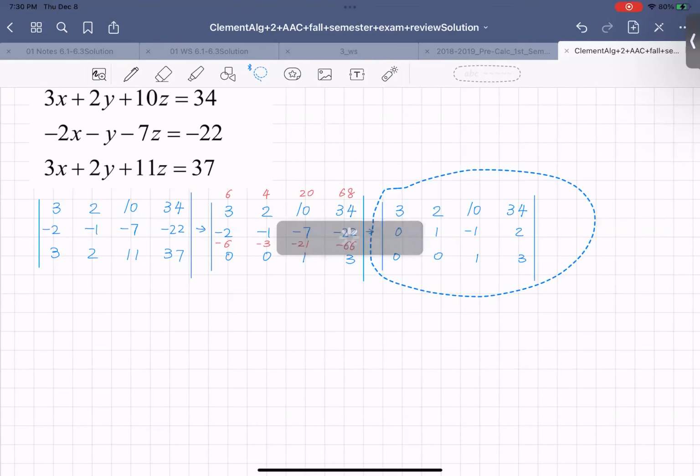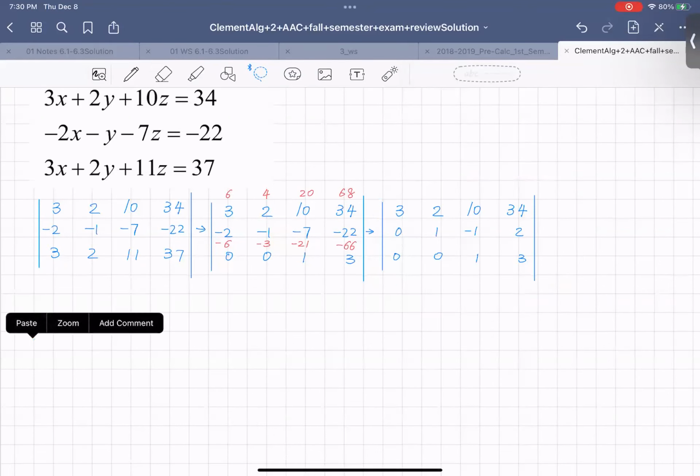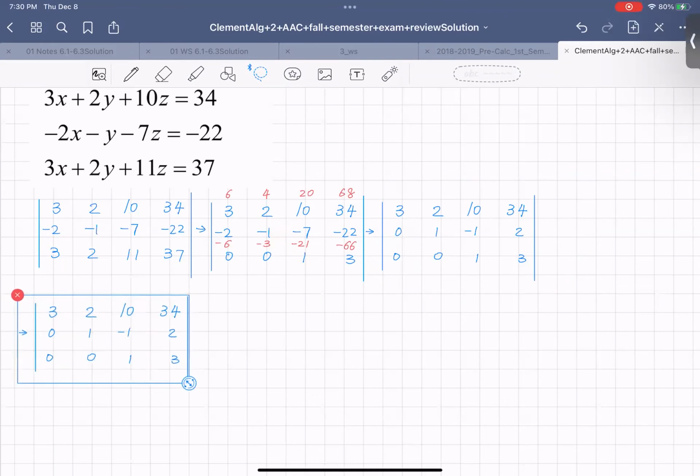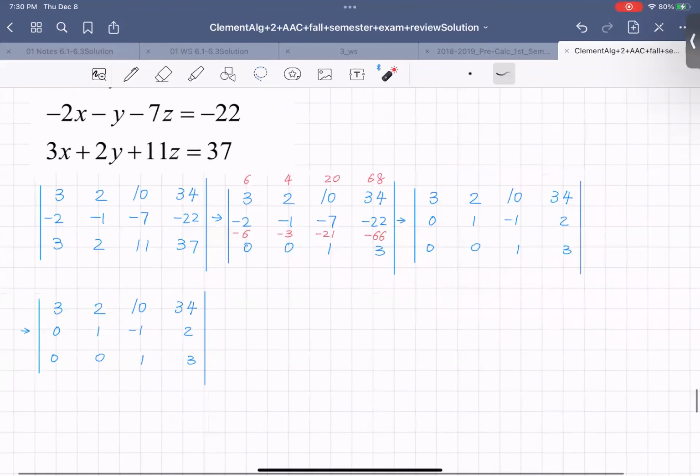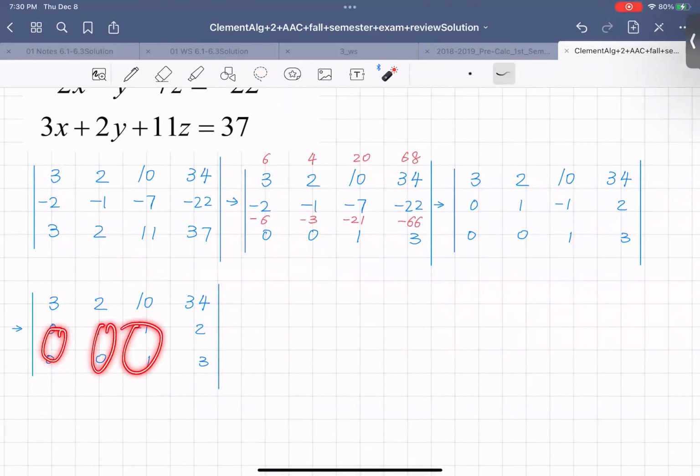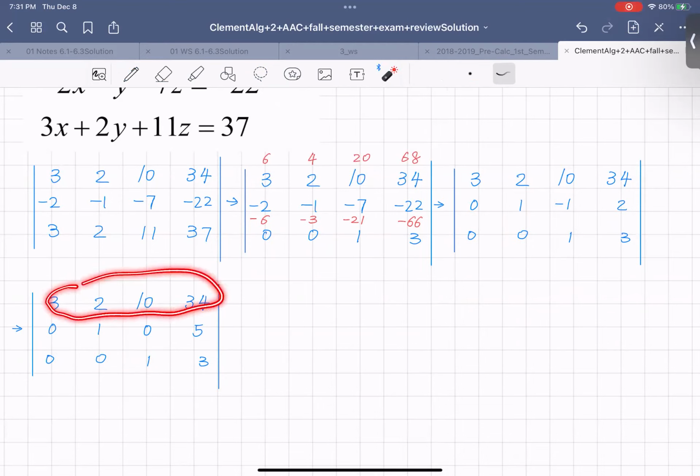So let's copy and paste it here. So we can plus this 2 row, right? Yes. Okay. So plus this is 0. This keeps 1. This becomes 0. This becomes 5. Correct? Yes. Good. Now we want to do something here.